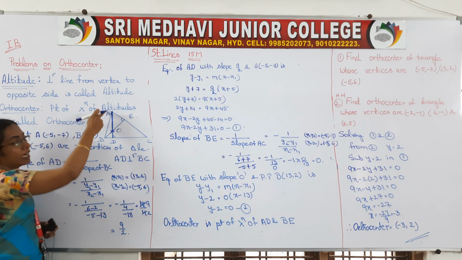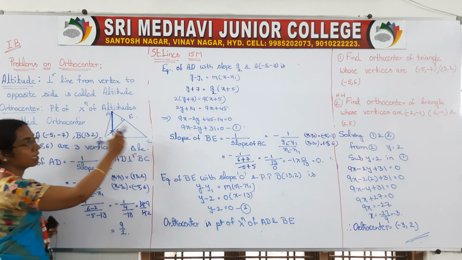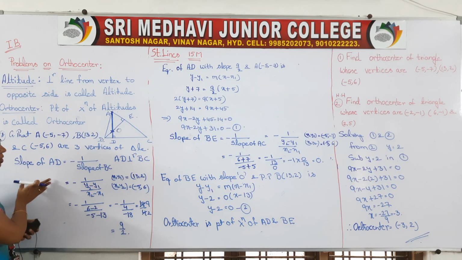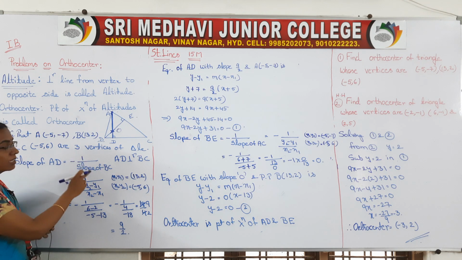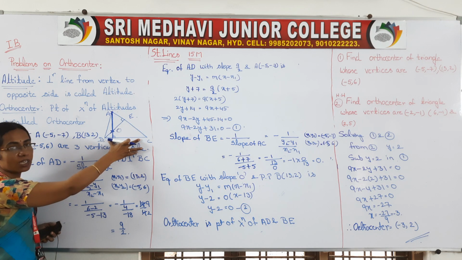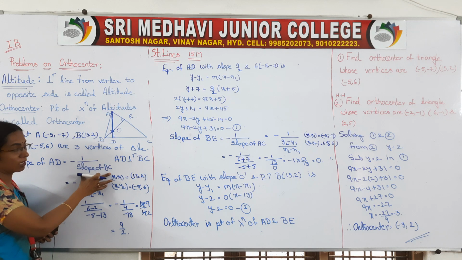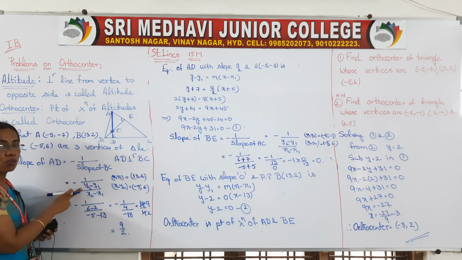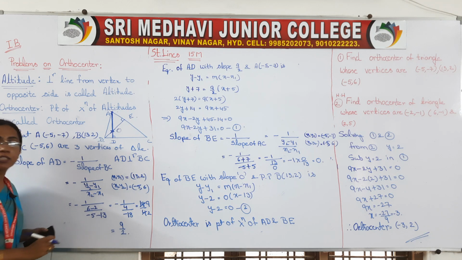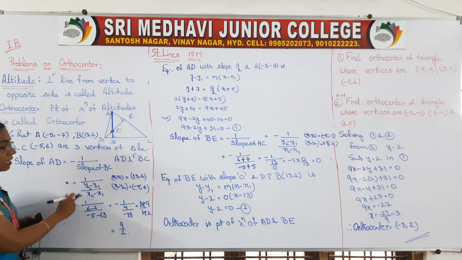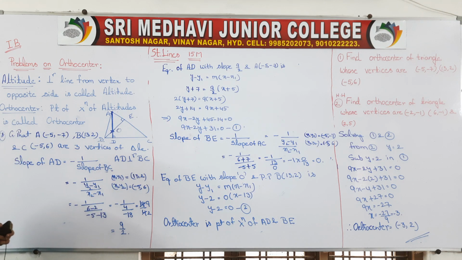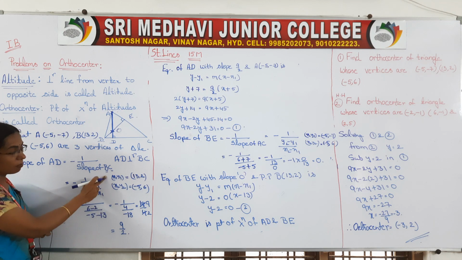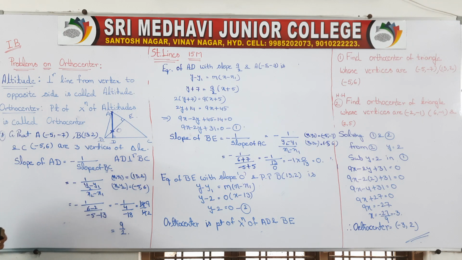You know that your AD is perpendicular to BC. If 2 lines are perpendicular, the slope of one line is equal to minus 1 by the slope of the other line. So it is minus 1 by the slope of this perpendicular line, the other line, which is perpendicular. Next you take the slope formula (y2 minus y1) by (x2 minus x1), right? And here your B point is x1, y1 and C point is x2, y2. That's why I mentioned it here. Be careful while taking the values. Then you get the slope of AD.